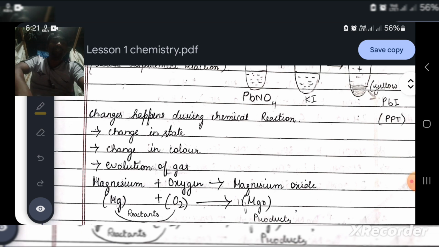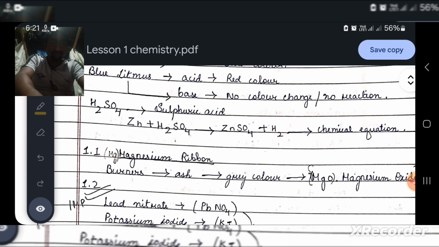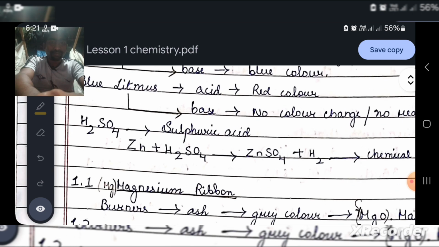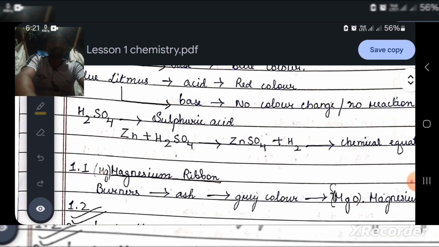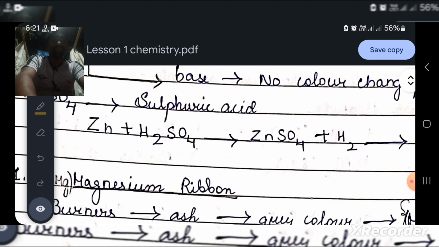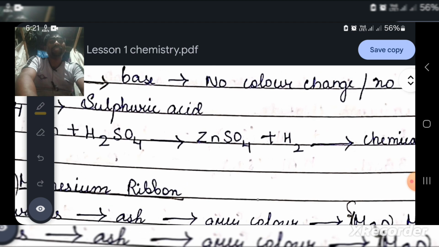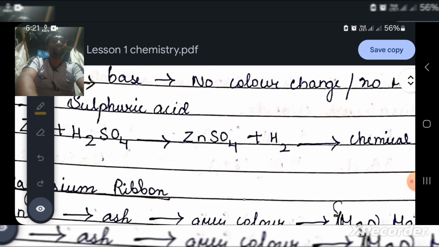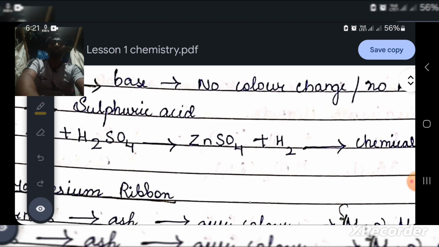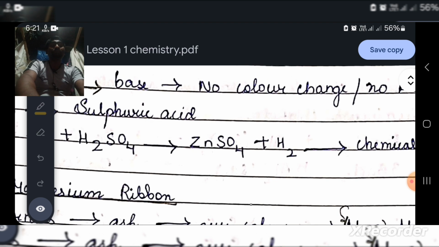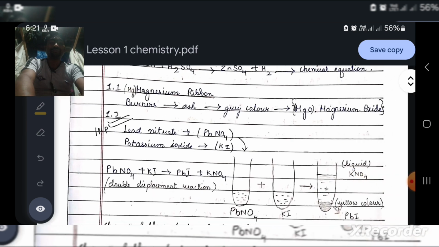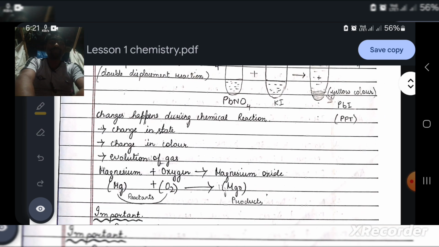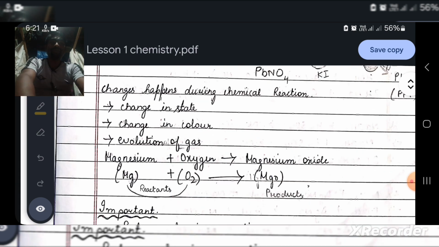Then you can look at evolution of gas. Here we have looked at the zinc one. In zinc, when it reacted with the acid, that is sulfuric acid, it gives zinc sulfate plus hydrogen gas. H2 means hydrogen gas, which means some gas is evolved here. Yes or no? So we can look at gases also.